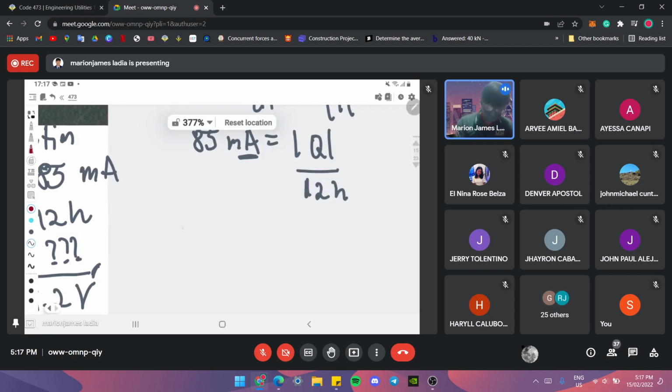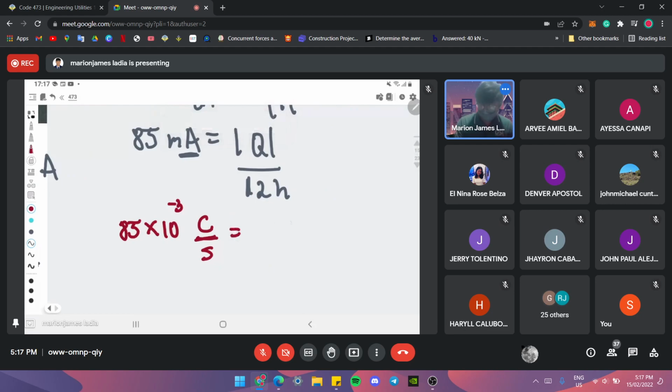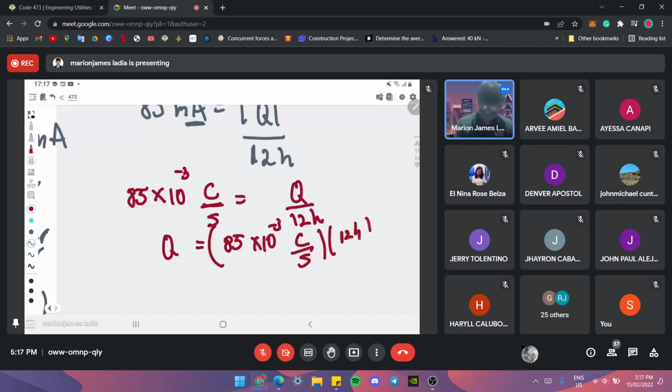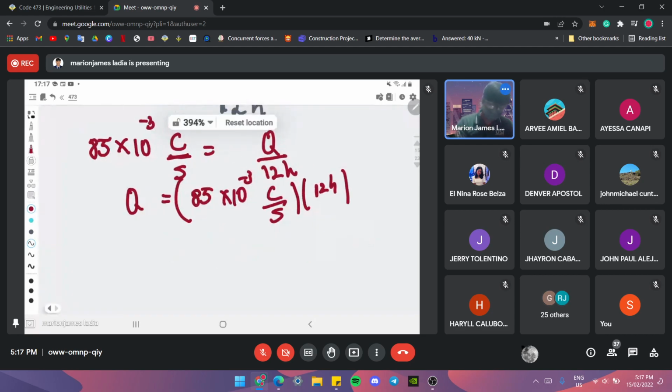So, we all know that 85 milliampere can be written as 85 times 10 raised to negative 3 ampere, and ampere is equal to coulombs per second. Okay? So it is equal to our Q over 12 hours. So from here, I can say that my Q is equal to 85 times 10 raised to negative 3 coulomb per second multiplied by my 12 hours. Okay? So from this, we have 85 times 10 raised to negative 3 coulombs per second.